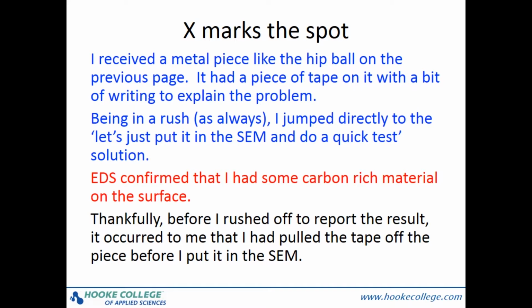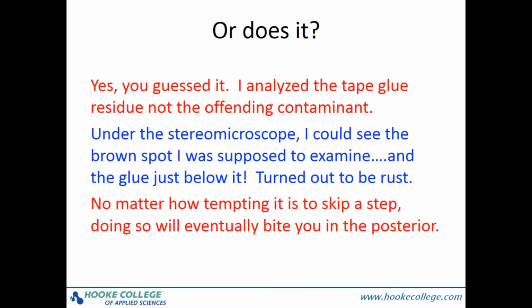In this case, I received a ball, had a little bit of tape on it to identify where the sample was and to give a little bit of explanation. Being in a rush, like I oftentimes was, I simply stuck it in the SEM, did the analysis, and well, it looked like, both from the morphology and from the EDS, that this was likely a carbonaceous material as a contaminant. But wait a minute, I pulled that piece of tape off of the metal ball. So you guessed it, I analyzed the tape glue and not the offending contaminant.